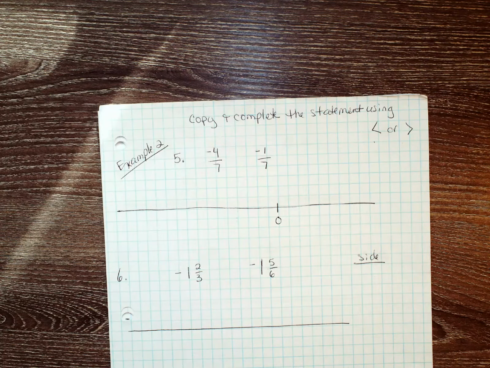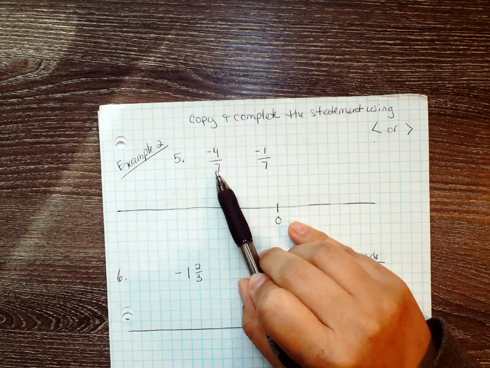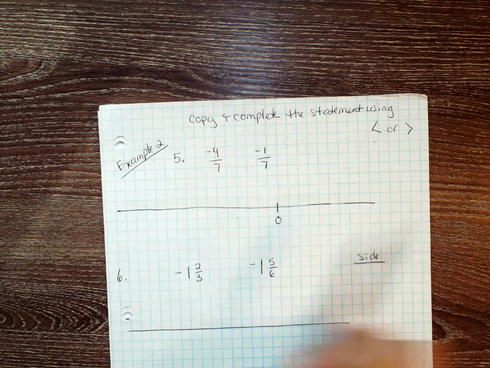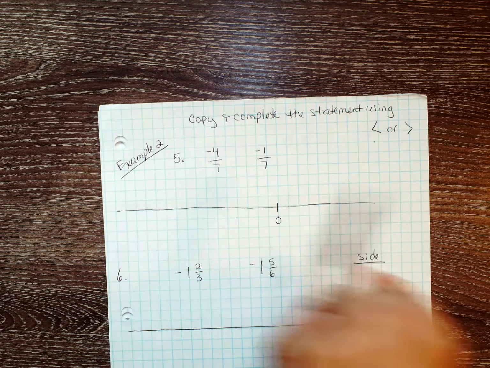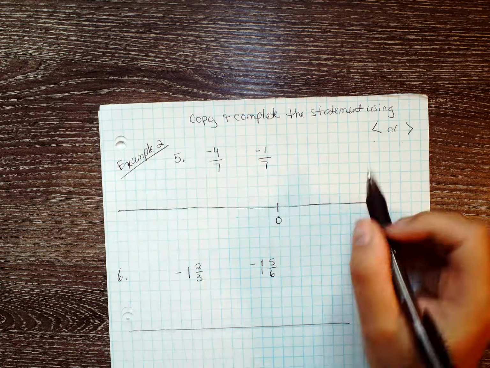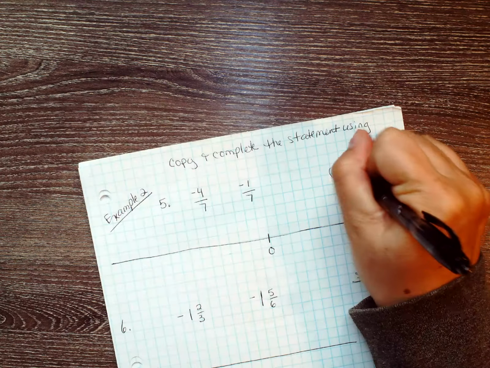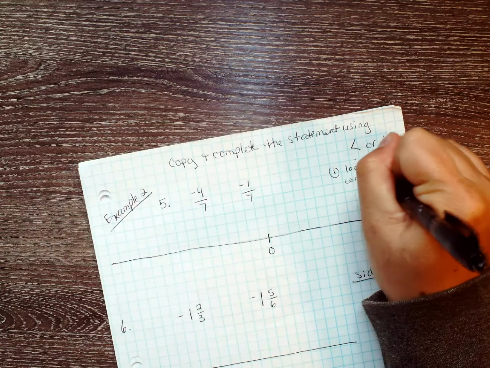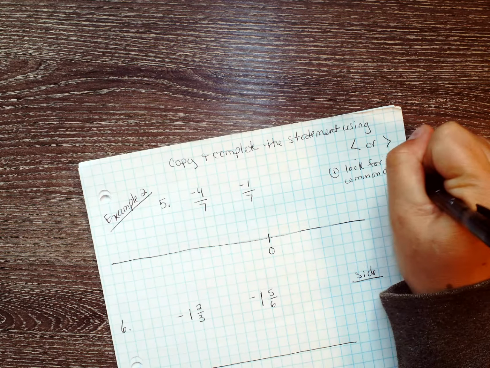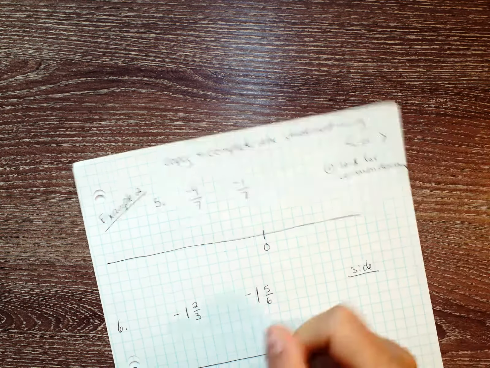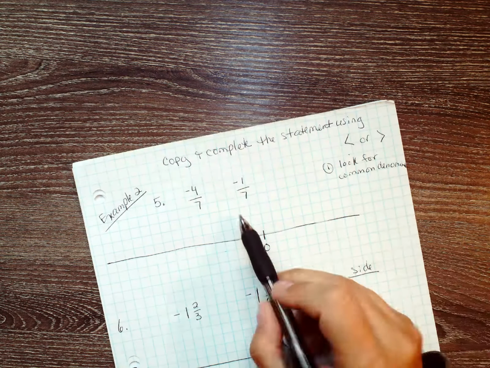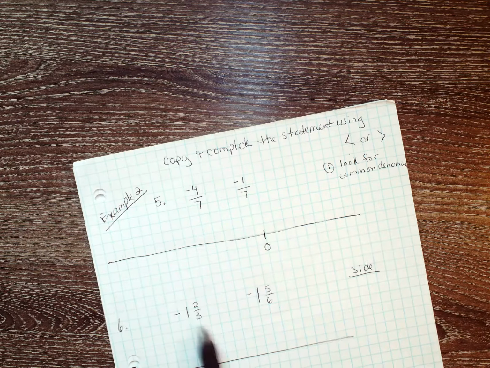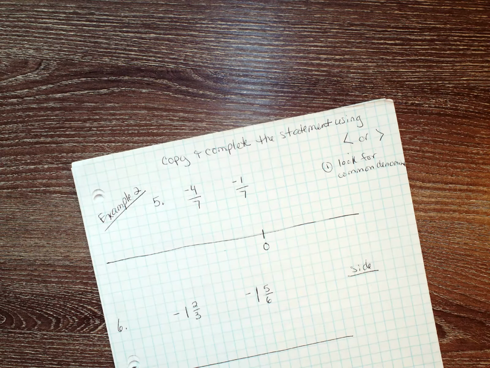These are the triads, and it's -4/7. And we're comparing it to -1/7. I already have my number line. The first thing you have to make sure you do is look for common denominators. If they have the same common denominator, then you can do your number line right away. If you look at number 6, they do not have a common denominator. So we're going to have to do some side work.